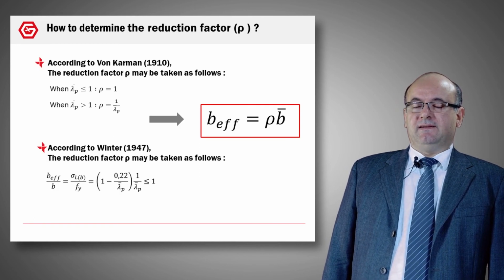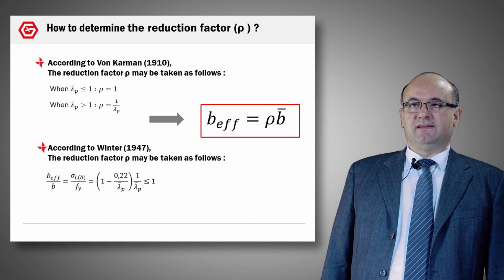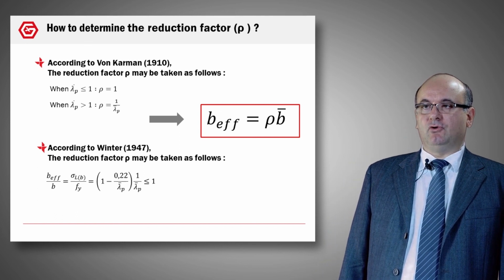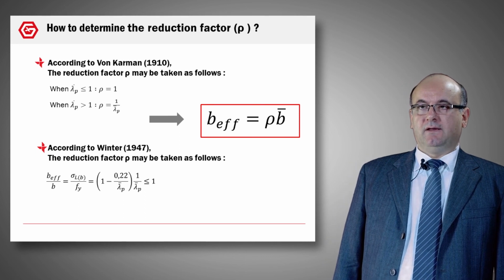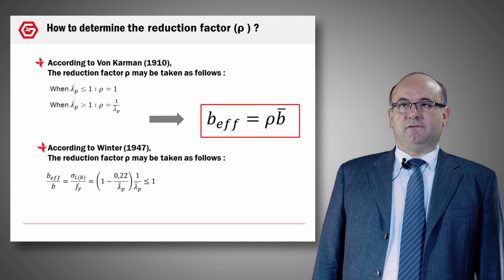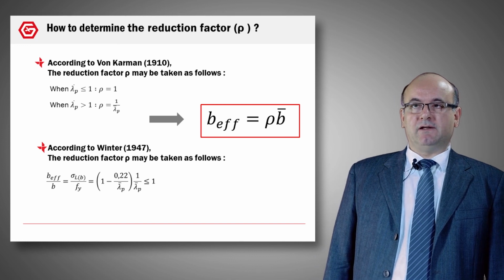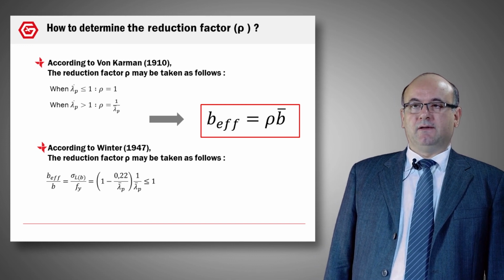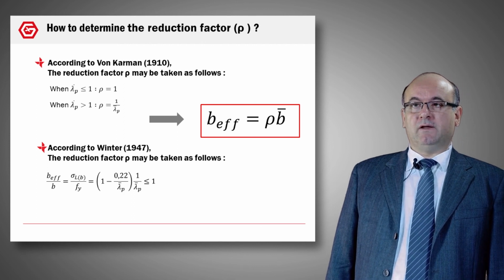In 1910, von Karman proposed a method to determine B effective. I remind you that B effective is equal to rho multiplied by B, and we try to obtain this value of rho. Von Karman said that if lambda p bar is inferior or equal to 1, in this case we have no buckling and rho is equal to 1.